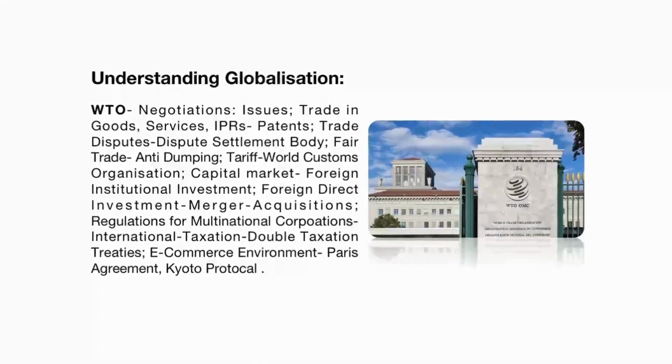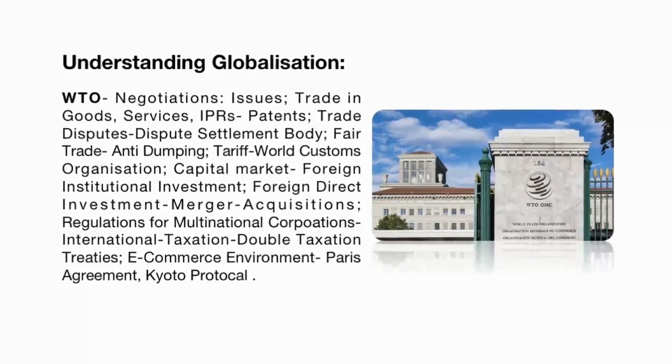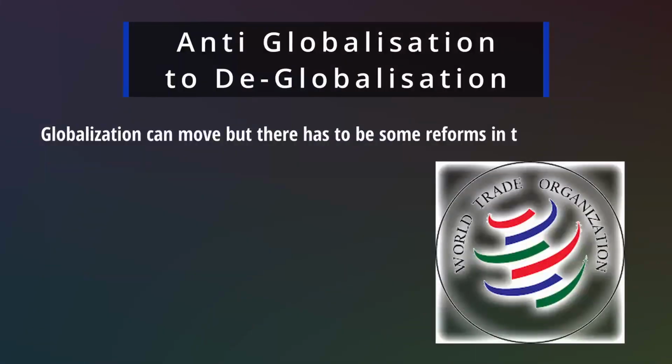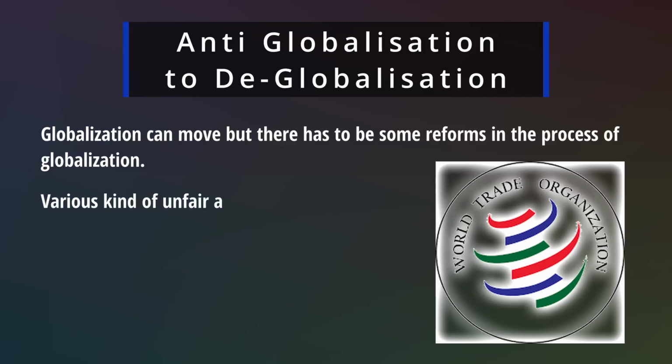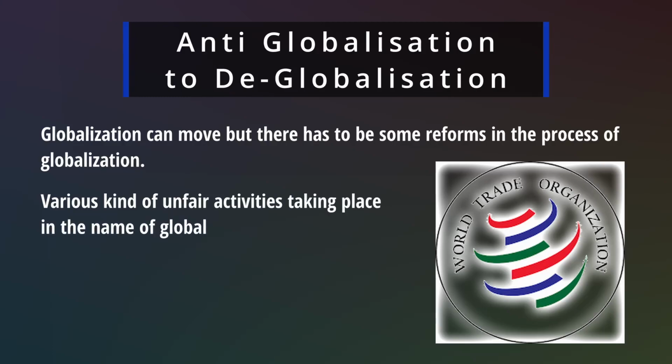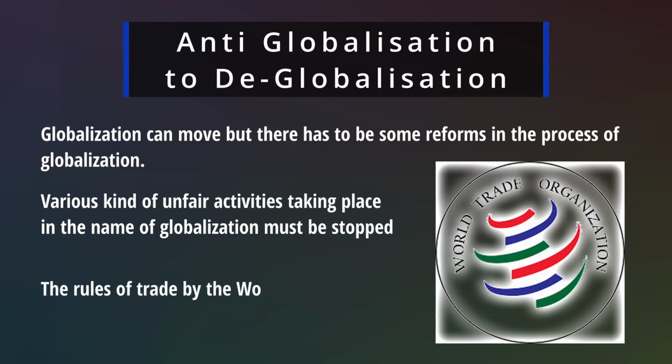Now, the second wave is for alternatives to globalization. They say that globalization can move on, but there has to be some reform in the process of globalization. What kind of reforms? They say that the various kinds of unfair activities which are taking place in the name of globalization must be stopped. So, therefore, the rules of trade as propounded by the World Trade Organization must change.